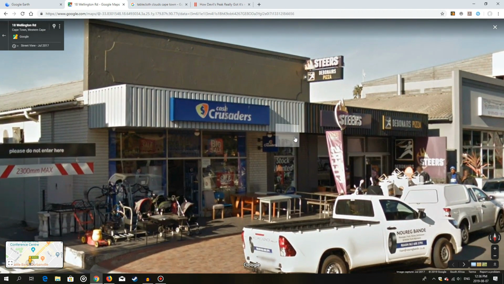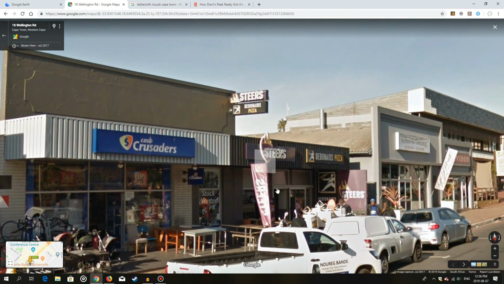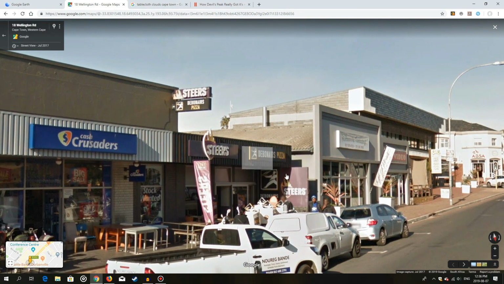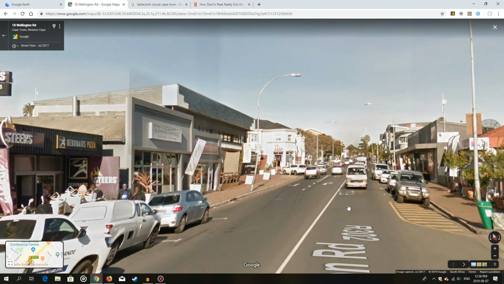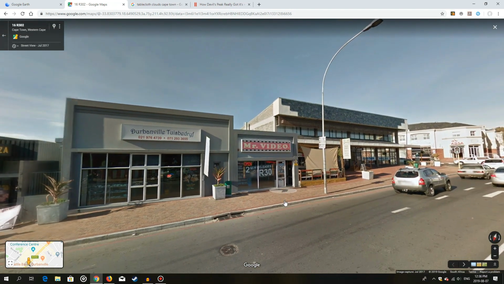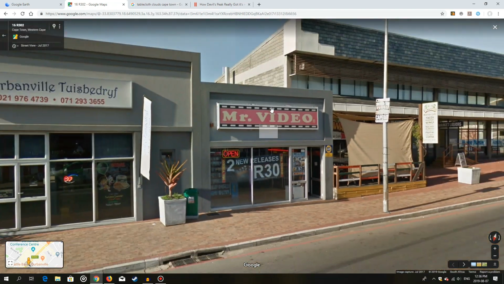Cash Crusaders, there's the Steers, which is of course another South African food chain. Debonair's Pizza, they share this shop. I think they have some kind of a deal together. And if we just jump up the road, there's a Mr. Video. We still have these around town here.